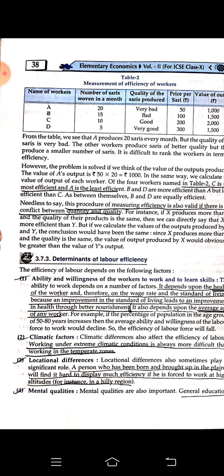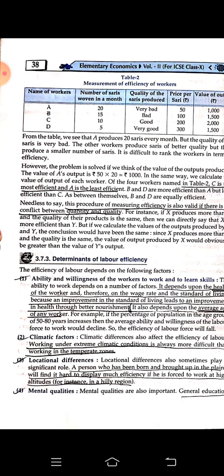This good quality sari will get sold with rupees 200 each. So 200 into 10, we are getting 2000. And D has made 5 saris only, which are of very good quality, and this very good quality will get sold with rupees 300 each. So 300 into 5, we are getting 1500.